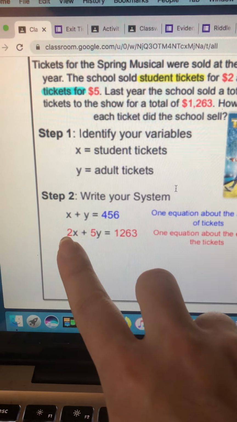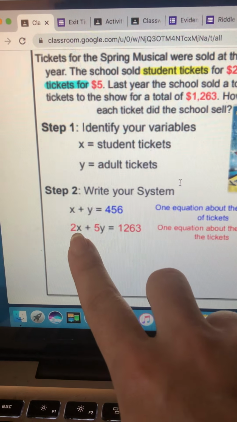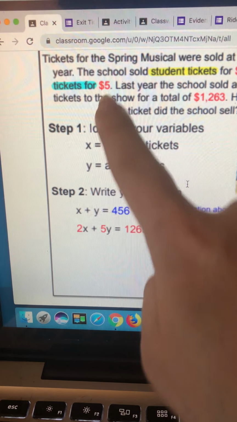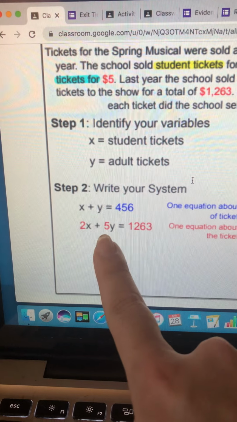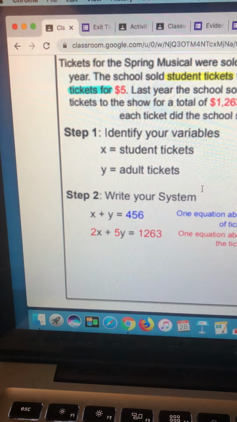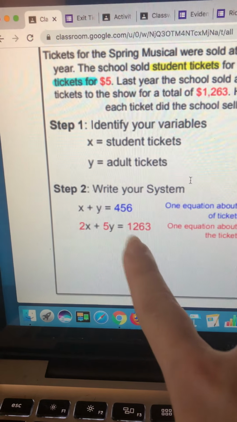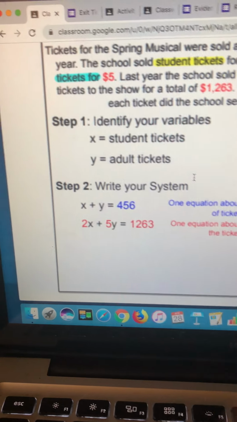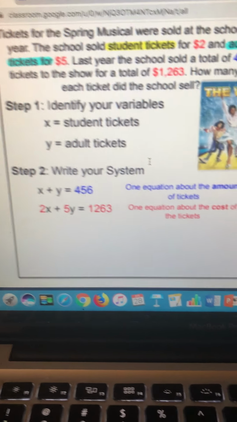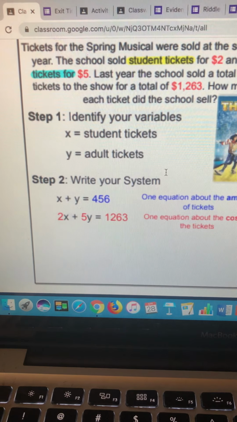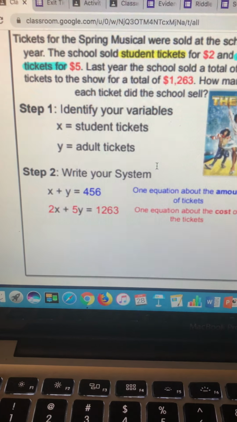So that's going to be 2 times x, 2x for the student ticket cost. Adults were $5, so we would write that as plus 5 times y because it would be $5 for every adult ticket sold. And then it would equal the total amount that they earned on the tickets, which was 1,263. So notice the top equation is about the amount of the tickets, and then the bottom equation is about the cost. Okay? So I'm going to add that to my board.